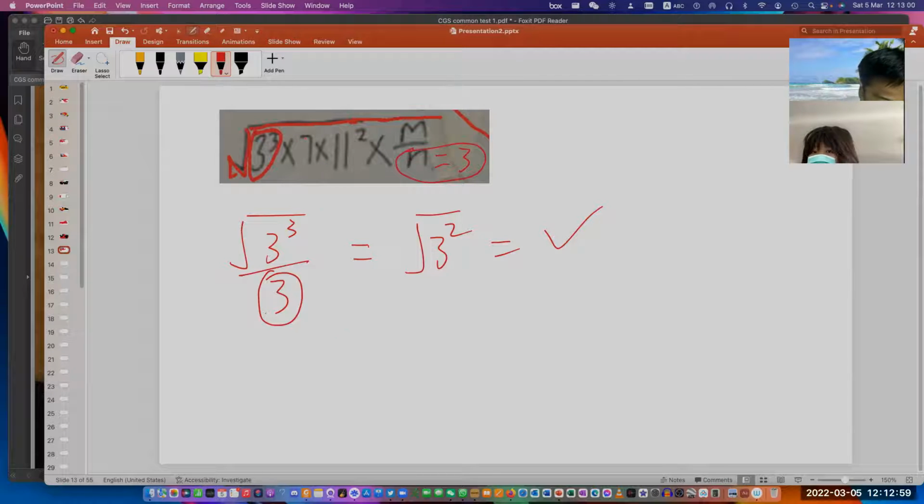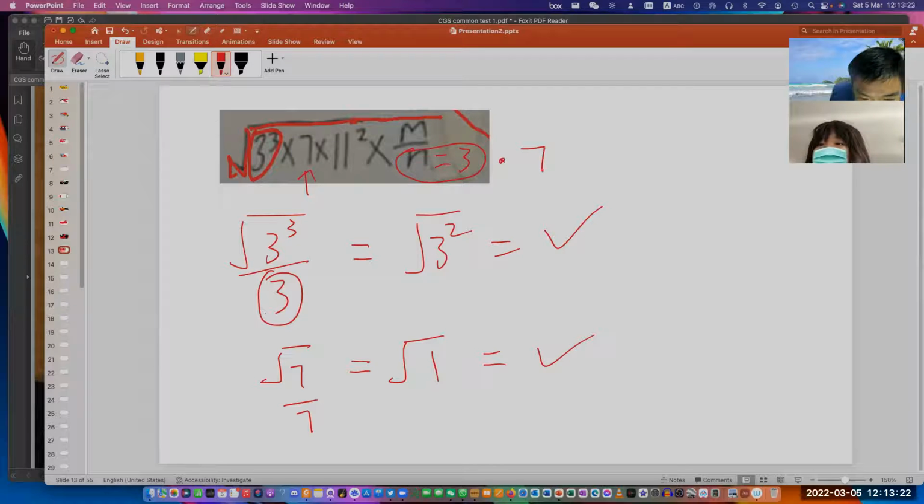Now, next. The next one is this one. Can you square root 7? Cannot. If you cannot square root the 7, do you give 7 or take away 7? Take away 7, because then there will be no 7. So it means for your n, you give it another 7. Okay, so you give it a 7.